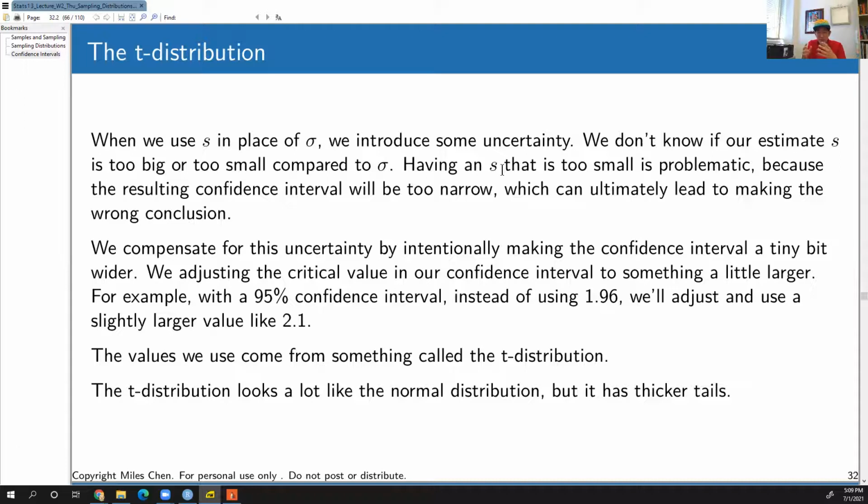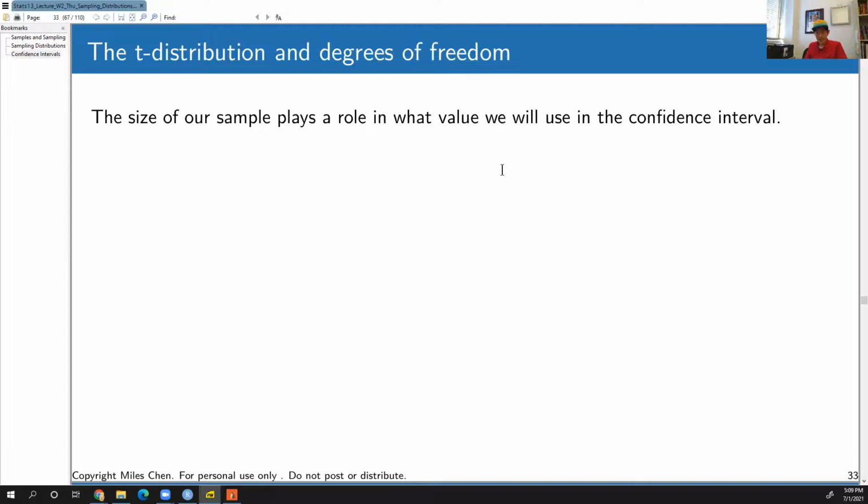And so the answer is going to come from a distribution called the t distribution. And the t distribution looks a lot like the normal distribution. It looks like it just got squished and widened out a little bit. And we say it has thicker tails because the pointy ends on the sides are a little bit thicker and wider, okay?